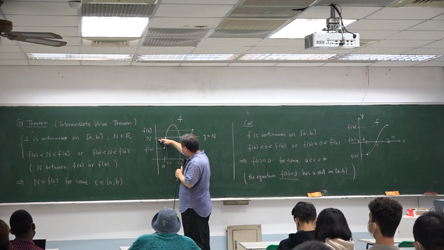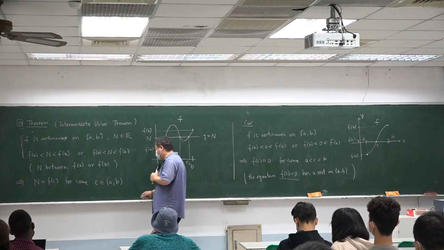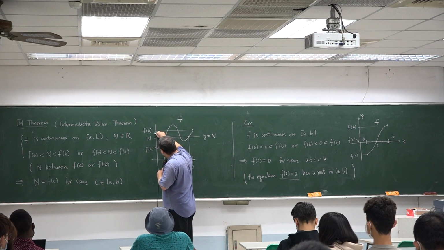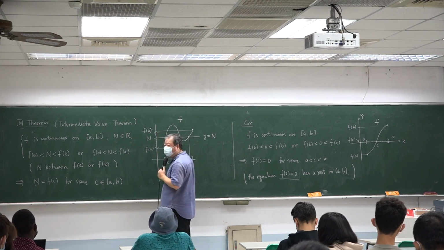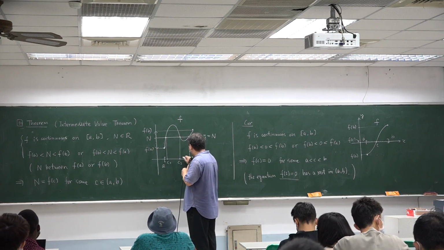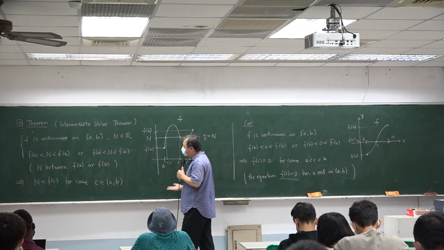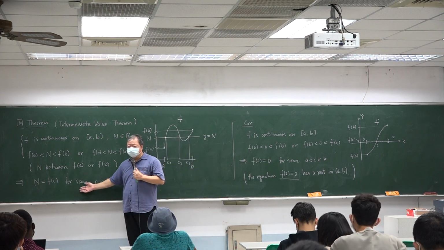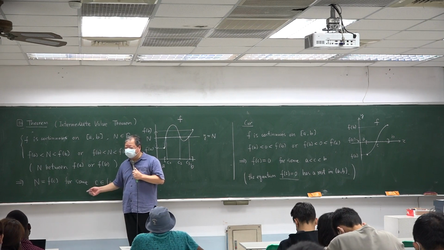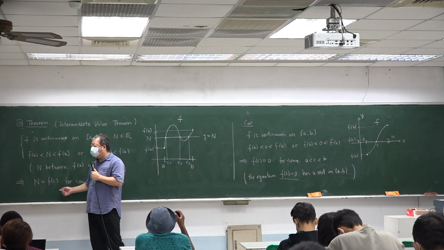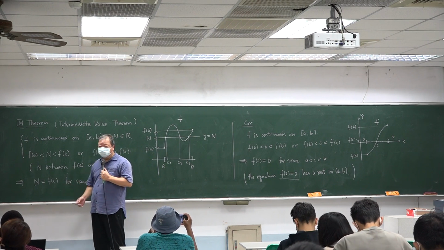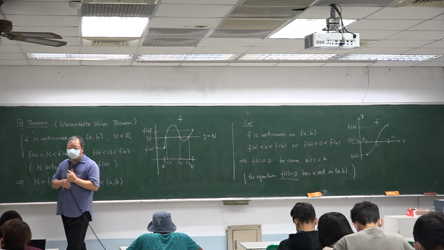It can be anywhere in this open interval. Yeah, in this case, it has 3 C's, yes. But this theorem tells us at least one, for some, means at least one exists. There always exists a number C between A and B, such that f of C equals capital N.